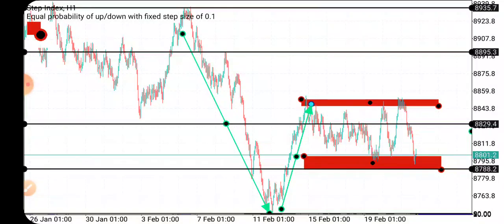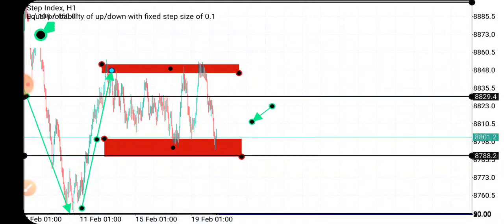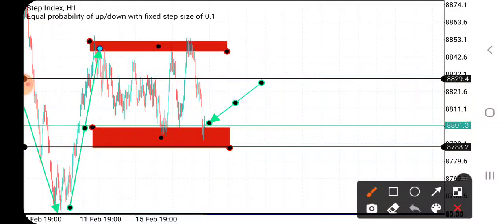Currently you can see where the price is. The price is at this point. That means the price has retested a support level right here, and we're expecting the price to push up to this point.